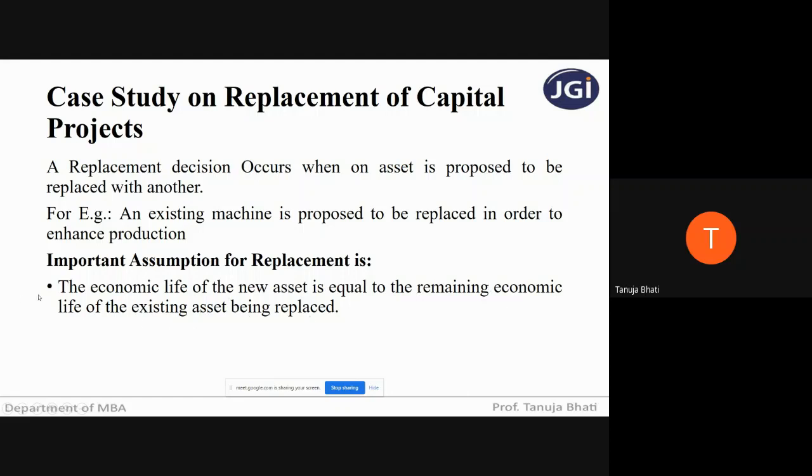I'll just explain this sentence with the help of an example. Suppose you have an old machinery, which has a remaining life of, suppose, 4 years. Okay, now it has become old. So you're planning to replace it with a new machinery which is going to have an economic life of 4 years. So this old machinery has a remaining life of 4 years.